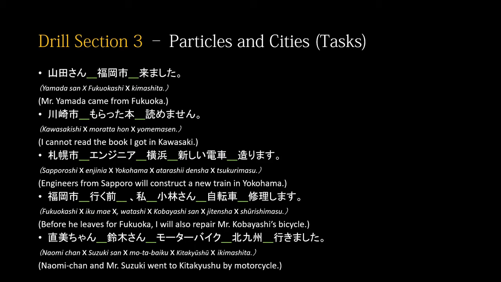So once again, I will read the entire list. Yamada-san empty, Fukuoka-shi empty, kimashita. Our second sentence, Kawasaki-shi empty, moratta hon empty, yomemasen. Our third, Sapporo-shi empty, engineer empty, Yokohama empty, atarashii densha empty, tsukurimasu. Our fourth, Fukuoka-shi empty, ikumae empty, watashi empty, Kobayashi-san empty, jitensha empty, shuri shimasu. And the final sentence, Naomi-chan empty, Suzuki-san empty, motorbike empty, Kitakyushu empty, ikimashita.